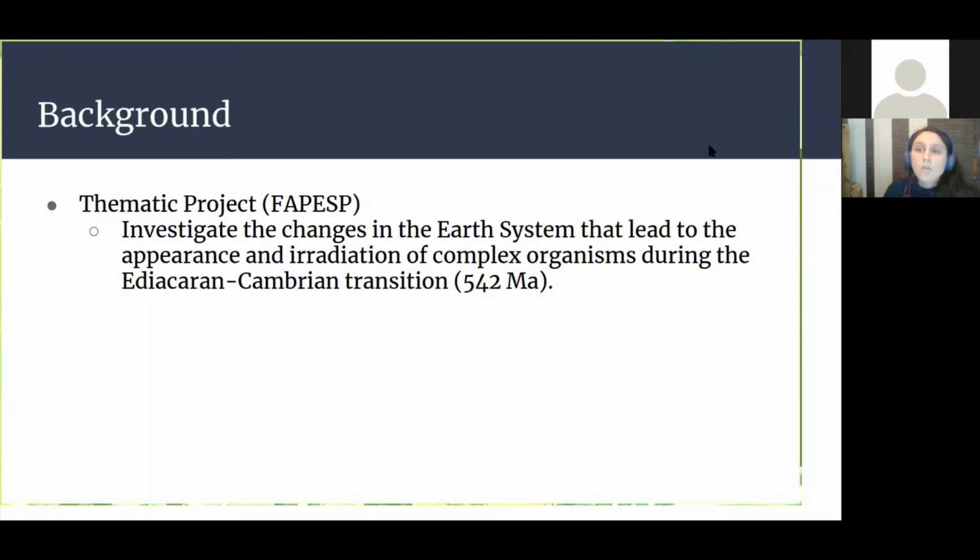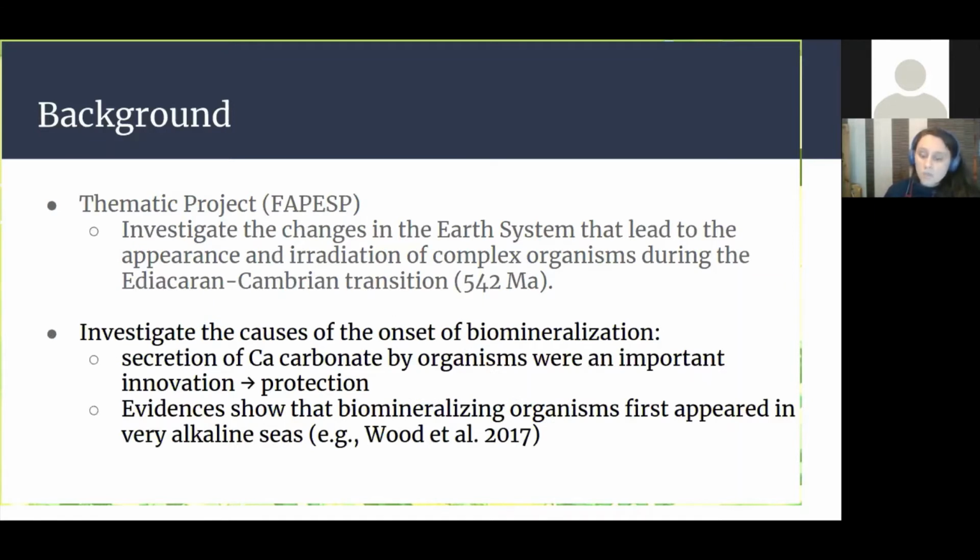And the goal of this work was to investigate the changes in the Earth system that led to the appearance of complex organisms during the Ediacaran-Cambrian transition. That was more or less 542 million years ago.